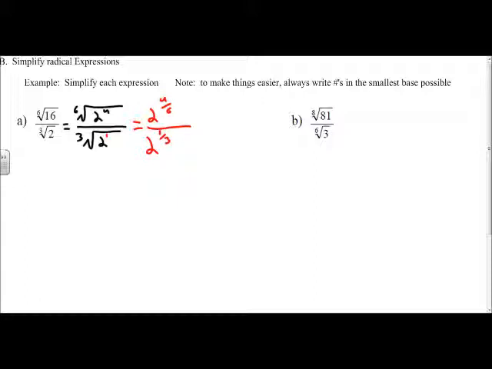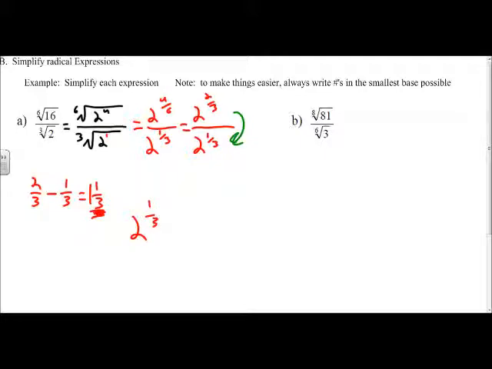Now from here, we can recognize that 4/6 is the same as saying 2 to the 2/3 power, and again, still over 2 to the 1/3 power. And remember from before that anytime that you are dividing these two together, you are actually just subtracting those exponents. So we would take 2/3 minus the 1/3, those are our exponents, and we're left with the 1/3. So in the end, our answer becomes 2 to the 1/3.